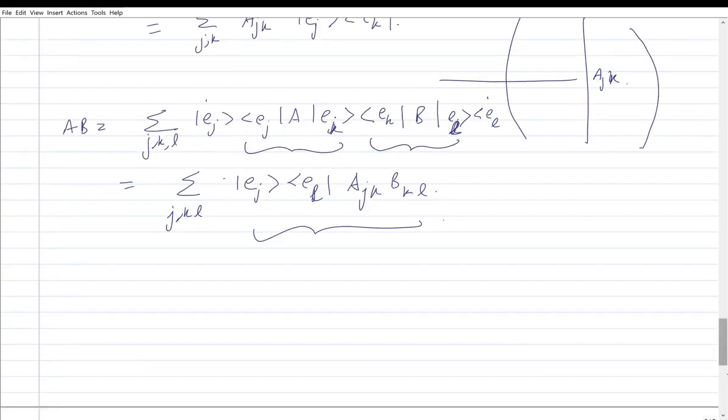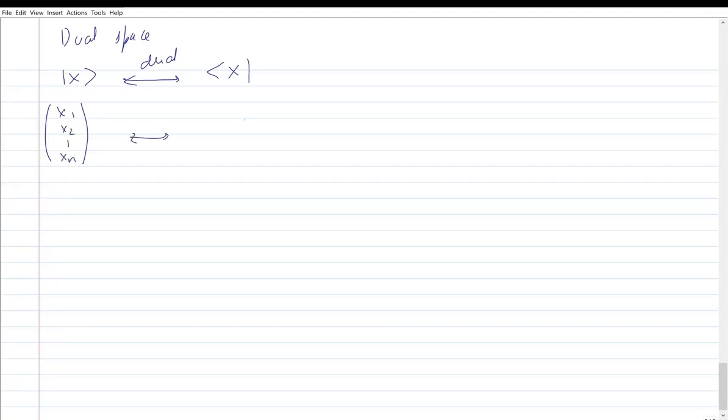Okay, so we already sort of introduced this notion of dual space. So I call a ket dual to a bra and vice versa. I have the ket space, which is a column vector, and I have a bra space, which is a row vector, with each element complex conjugated.